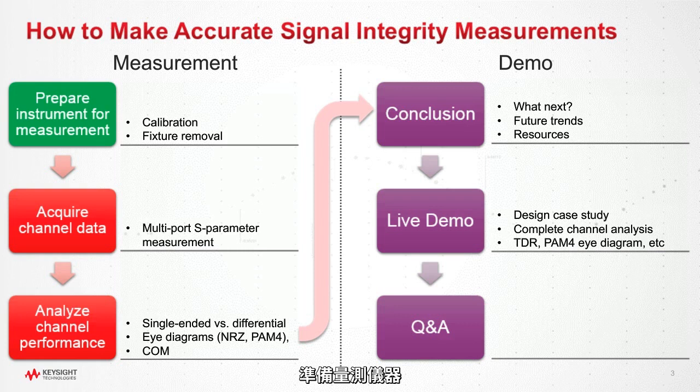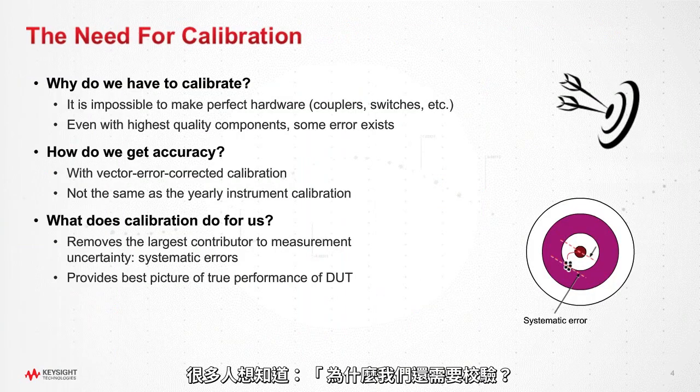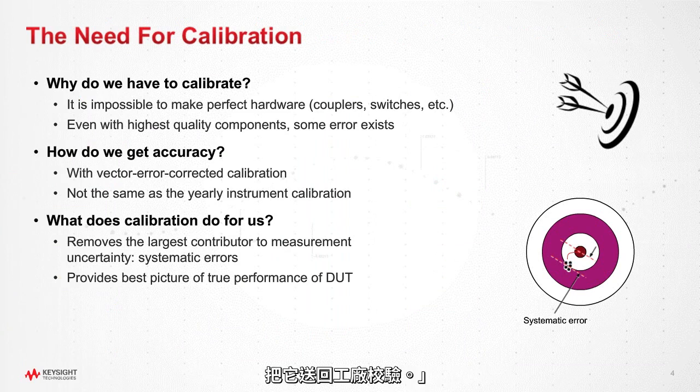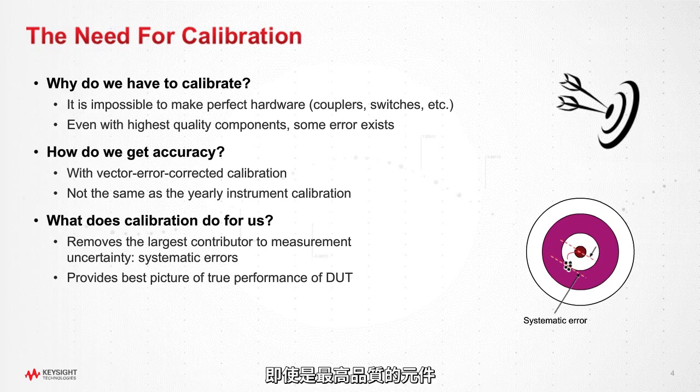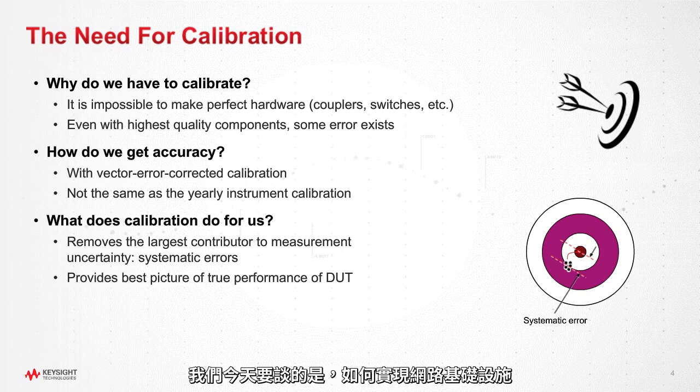So, preparing the instrument for the measurement. A lot of people wonder, why do we even need to calibrate? I've got an instrument in my lab. I don't calibrate it but once a year when I send it back to the factory. Well, vector network analyzers are precise instruments. And so, we recognize that it's impossible to make perfect hardware because of the architecture and topology of any instrument. And even with the highest quality components, some errors are introduced just because of device physics. So what we're going to talk about today is how to get the accuracy that we expect for our really demanding applications in the internet infrastructure.